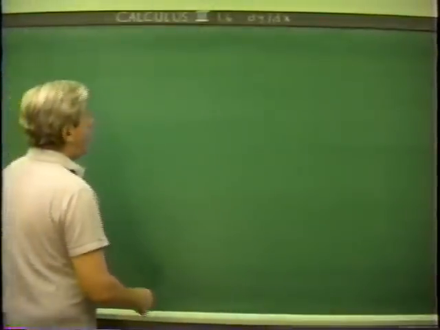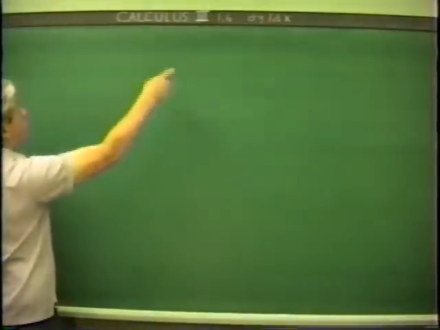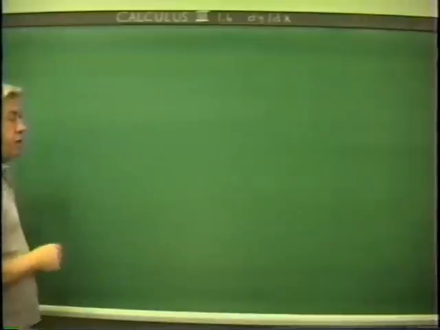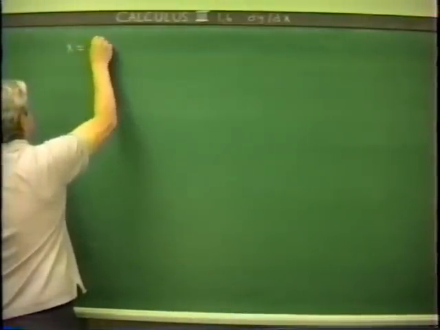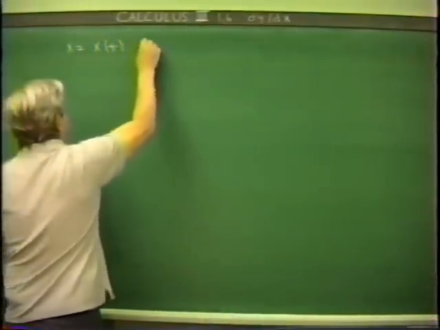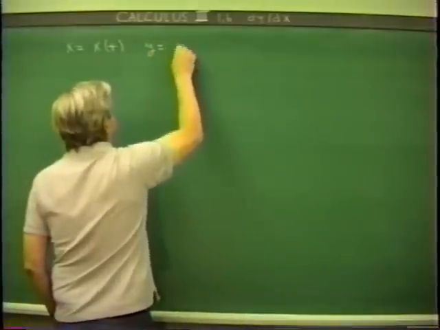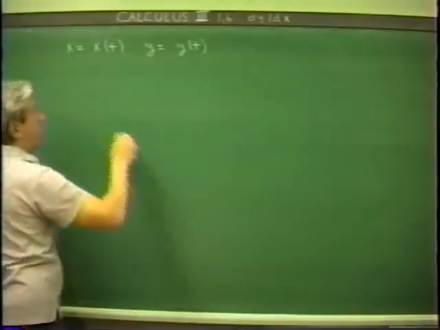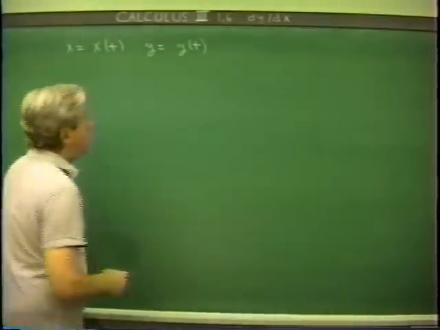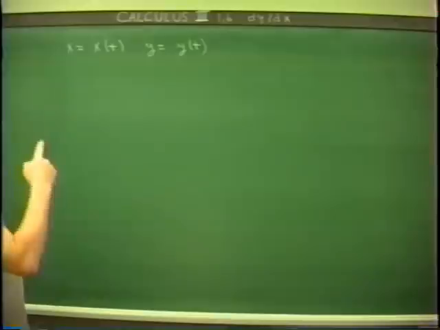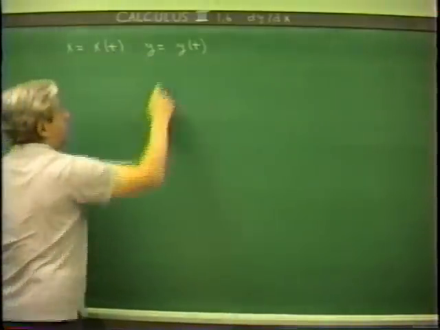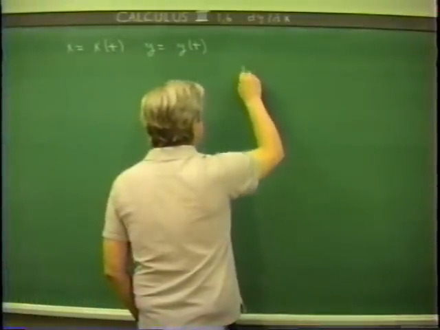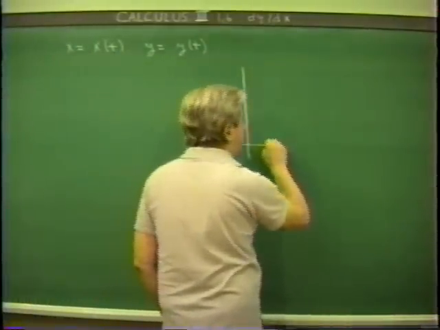To do calculus involving parametric equations, you want to be able to find the derivative dy dx of a curve, the slope of the tangent to the curve, when the curve is given parametrically. So that, for example, if x is given by x of t and y is y of t, then we want to know what the slope is at a point x of t, y of t.